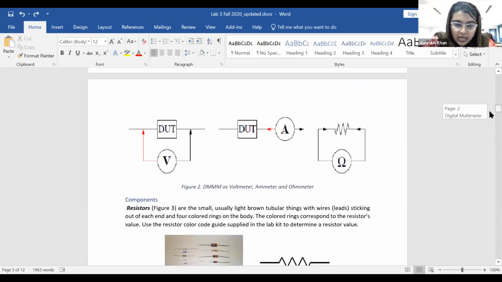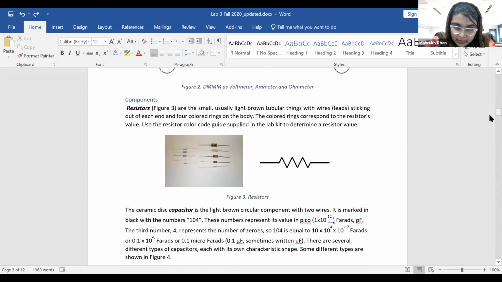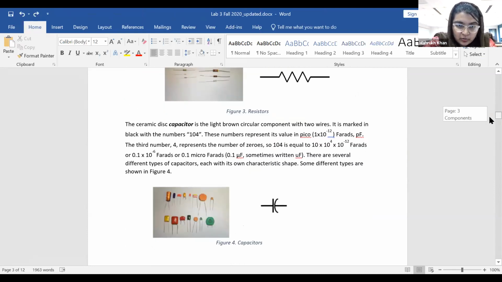Okay, now there are the components. So we have resistors. They look like that. These are all kinds of resistors. There are different power ratings, as we know. So these are the resistors. We have some of them here as well in our kit. Most of them are resistors, and we will learn about their color code later.